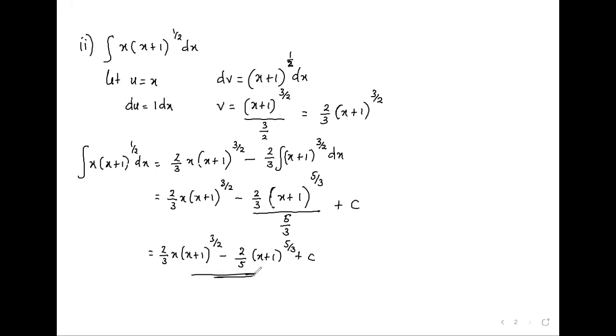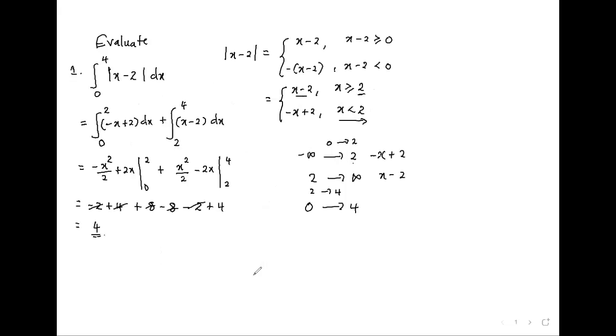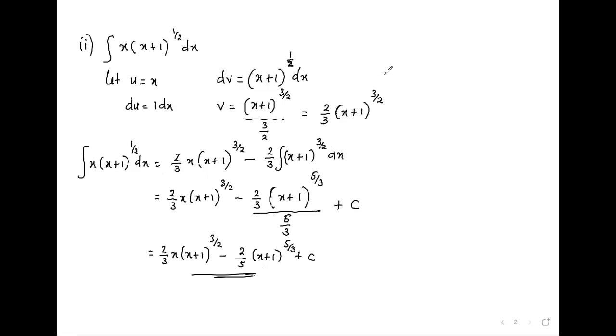I have a screenshot. Isn't 5 over 3 supposed to be 5 over 2? I don't know. Let's check. How did it become 5 over 3? Yeah, you're right. It's supposed to be 5 over 2. I don't know where I got the 3. So it's 5 over 2.